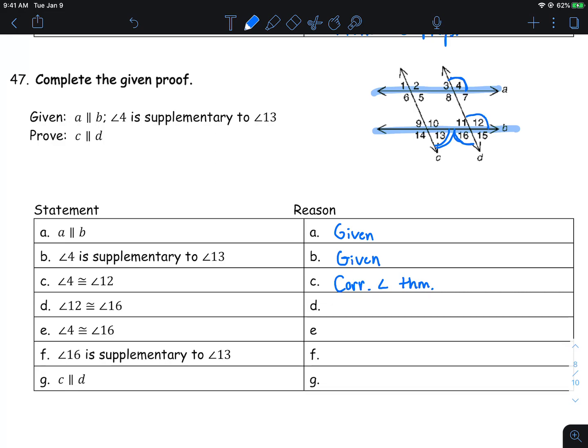Okay. Now we also have 12 is congruent to 16. Here's that angle right here. 12 is congruent to 16 because those are actually vertical angles. So let's go ahead and say that's the vertical angle theorem. So if 4 is congruent to 12 and 12 is congruent to 16, we can jump to the conclusion that 4 is congruent to 16. That one where you jump to the conclusion is the transitive property.